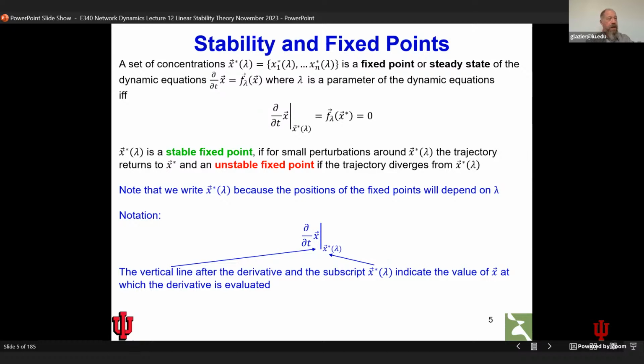If I write dx by dt, then that doesn't tell me what value of x I need to use to evaluate f of x star. So that's what that's for.